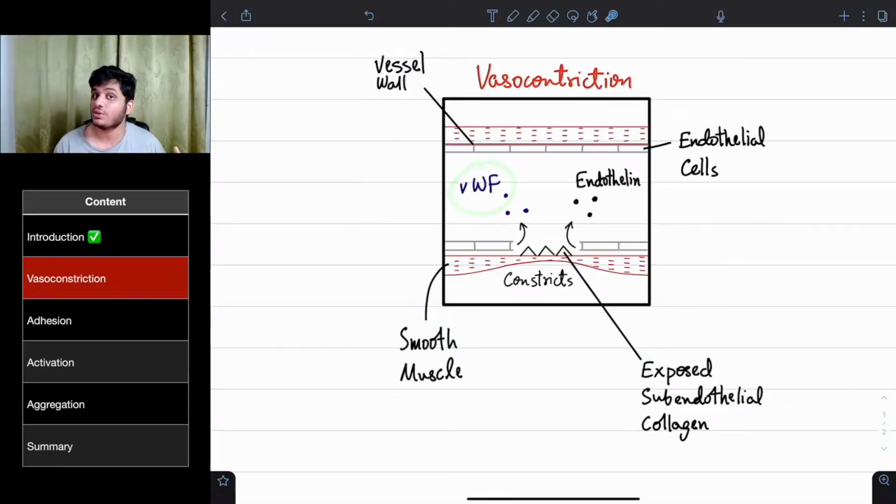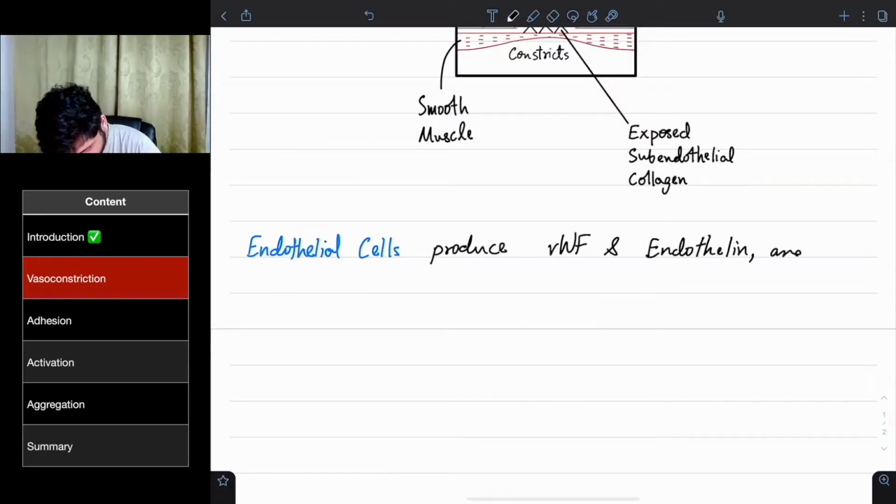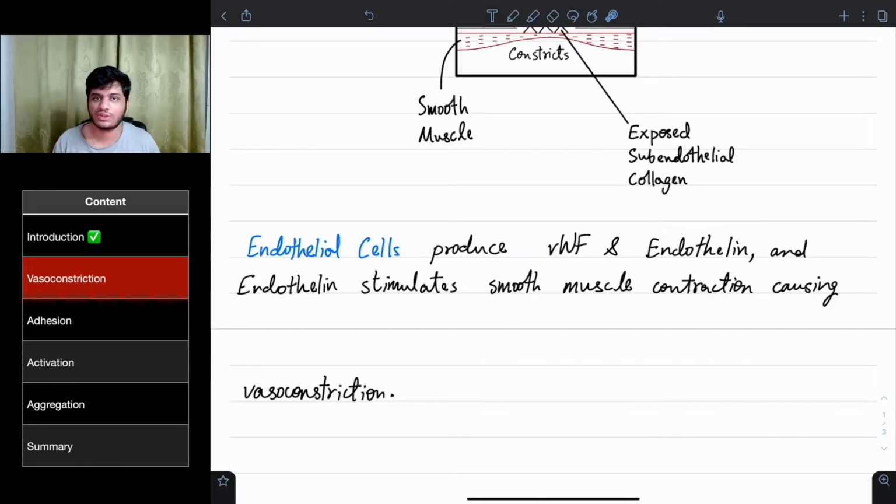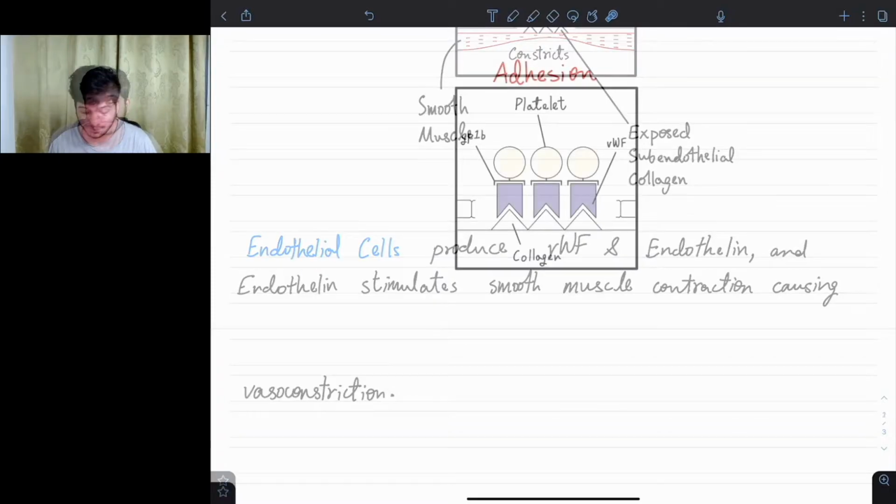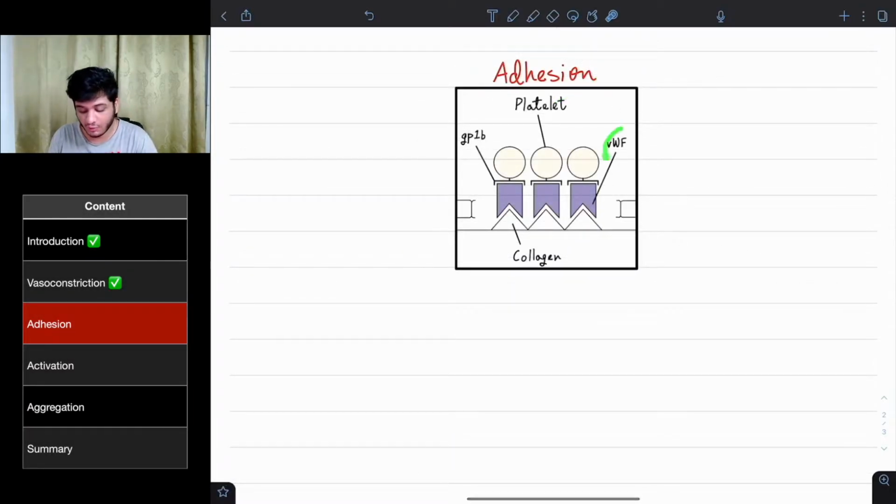Von Willebrand factor is useful for adhesion of platelets, but first let's write down that endothelin is responsible for vasoconstriction. So endothelial cells produce VWF, which is von Willebrand factor, and endothelin, and endothelin stimulates smooth muscle contraction, causing vasoconstriction. Okay? Now let's move on to step 2, which is adhesion. Adhesion is VWF binding to the platelet. So let's go through it.